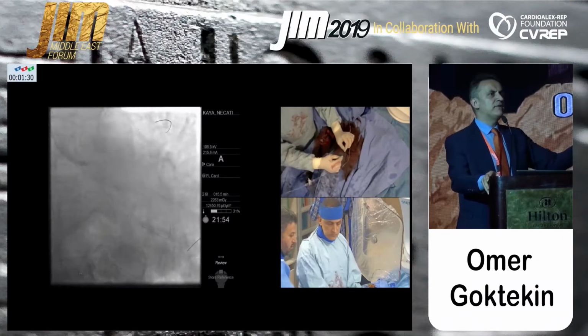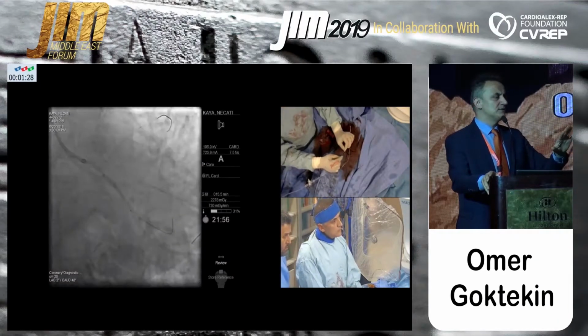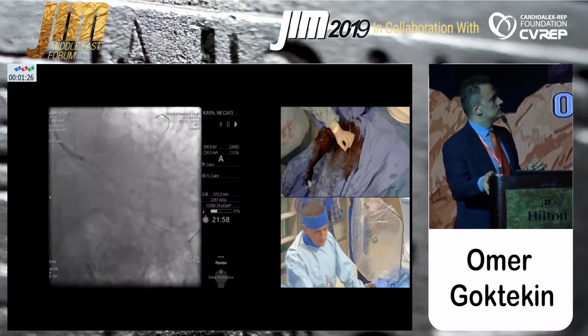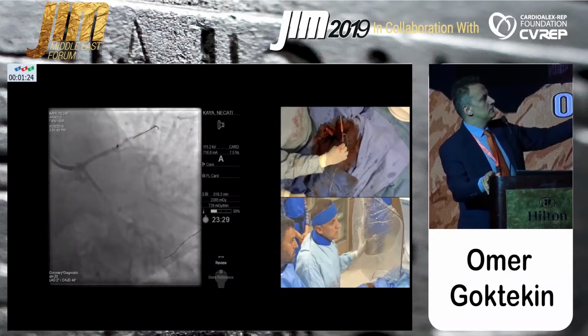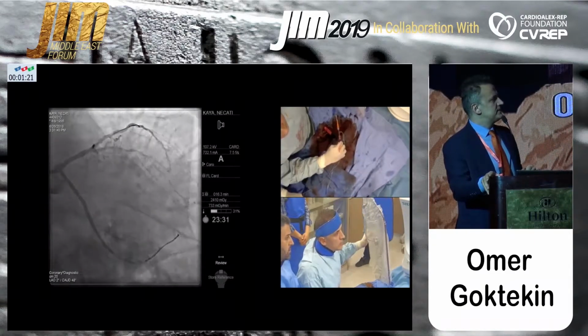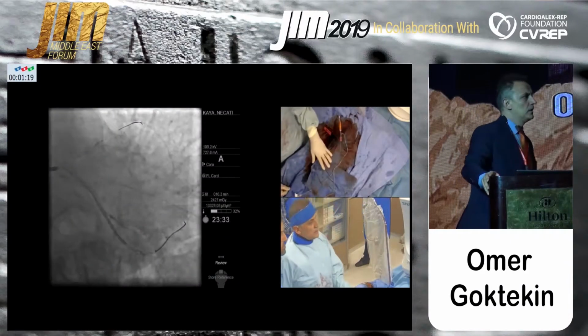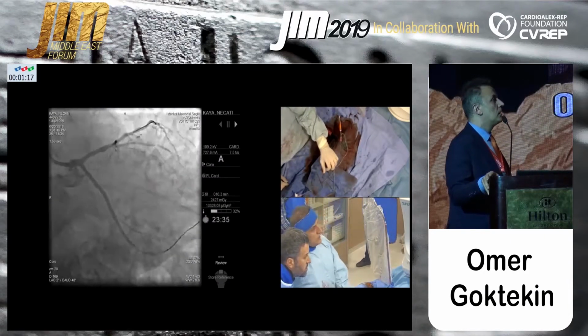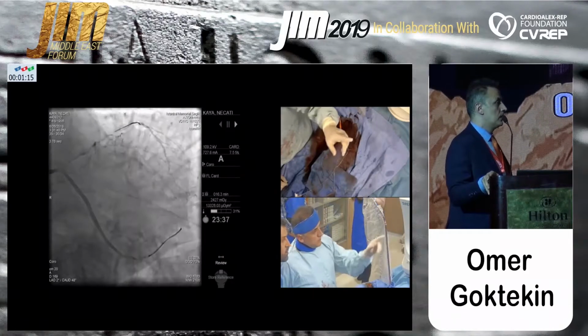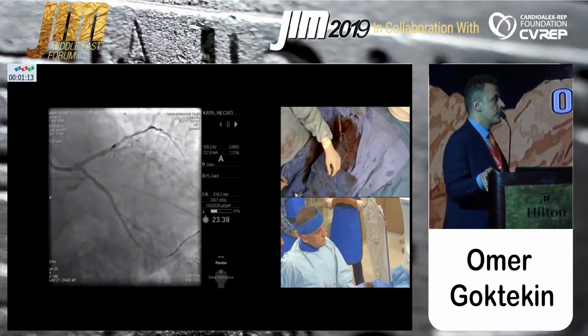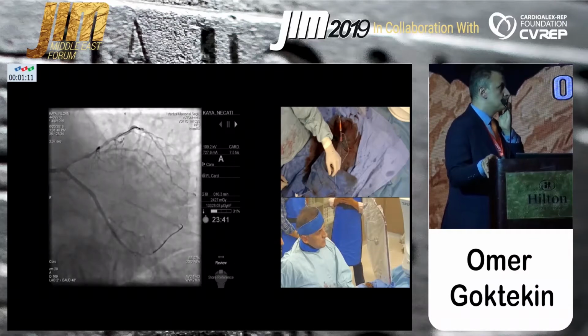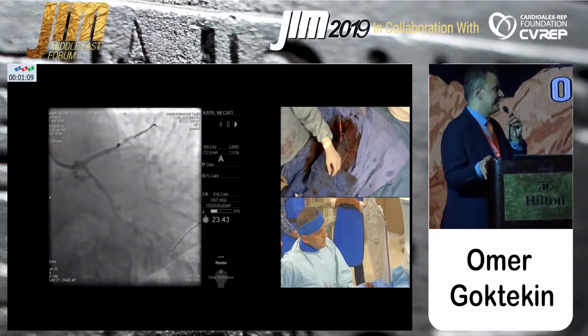Yes, I have a J wire in the OM, small OM, yes, J, still J. This is the trio. You use the balloon behind the stent. So the balloon behind the stent. Right. This way you can cross because you have the ostium.